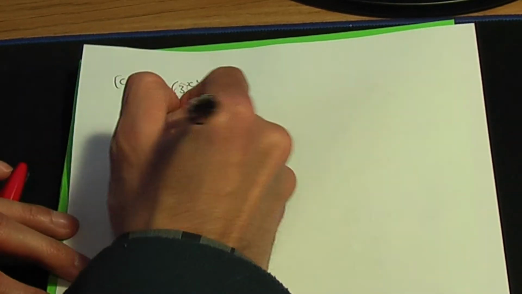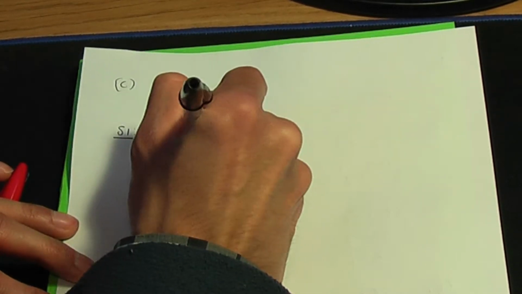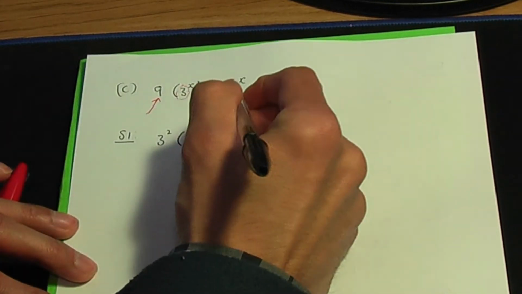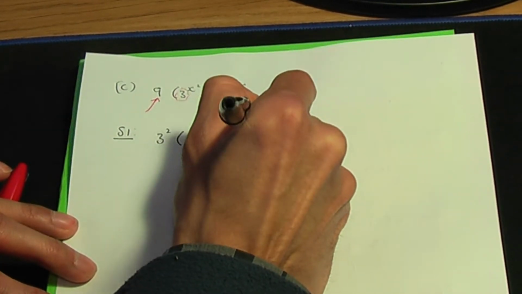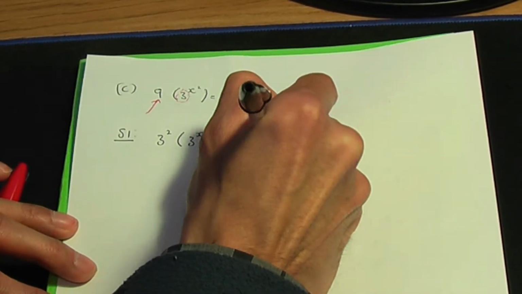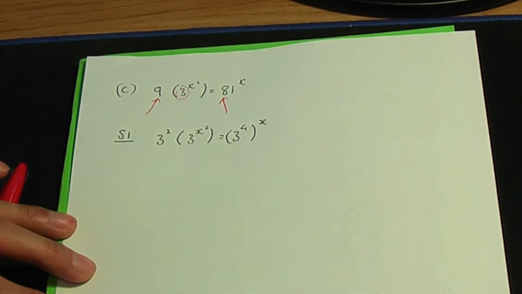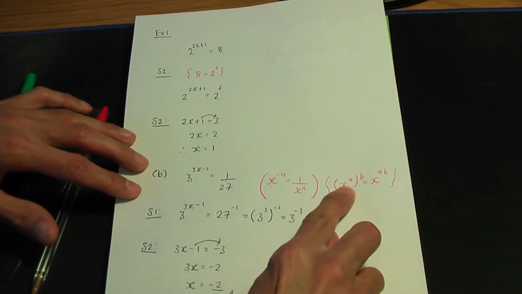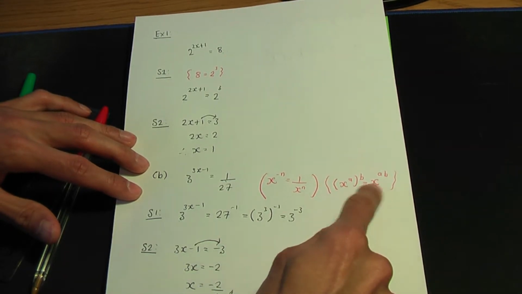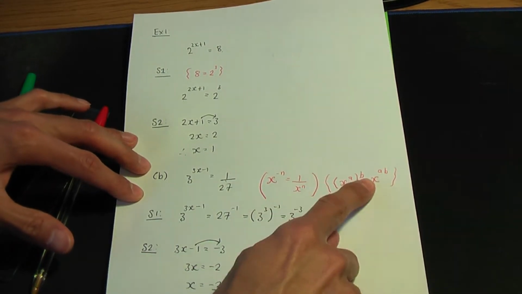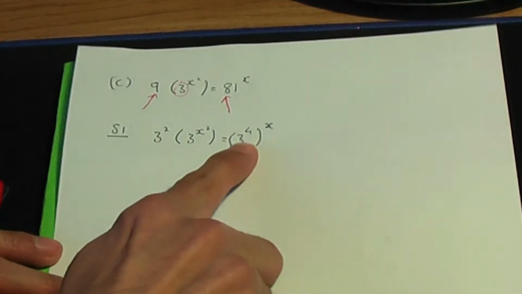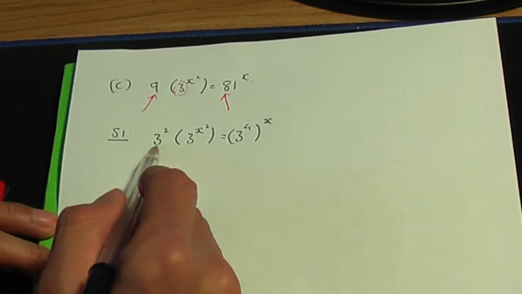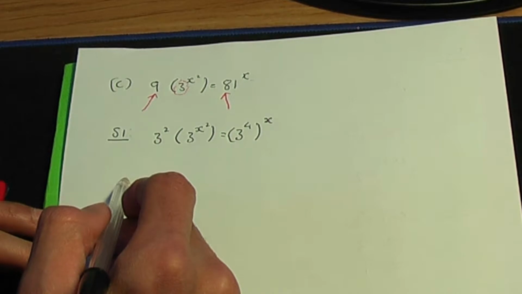So 9 is the same as 3 to the power 2, into this 3 to the power x squared, and that is equal to 81, which is the same as a base of 3 to the power 4, to the power of this x. Remember in the last example, x to the power a to the power b is the same as x to the ab. Using this same concept, I can simplify this right hand term. However, be careful with the left hand side, because remember brackets means multiply.